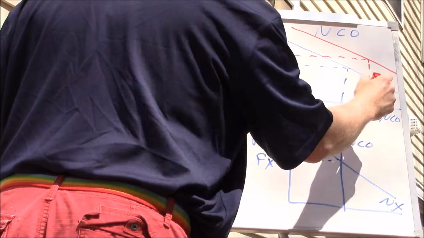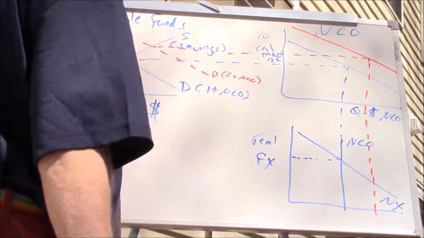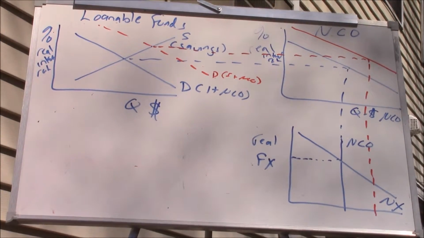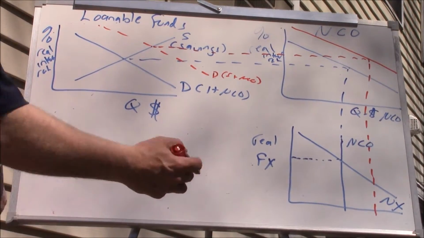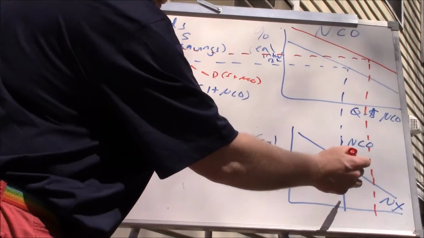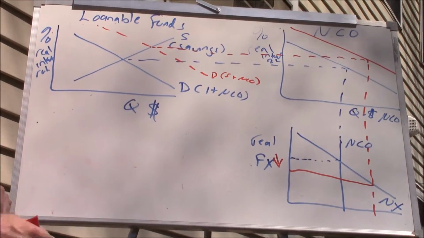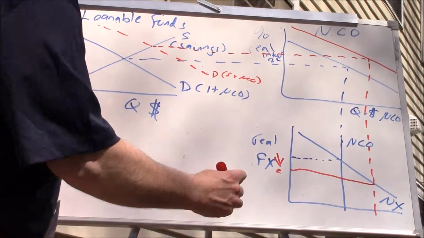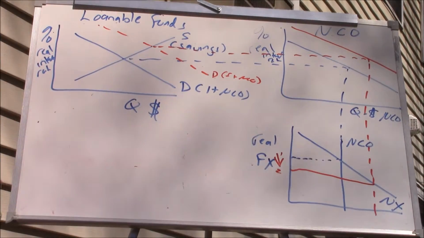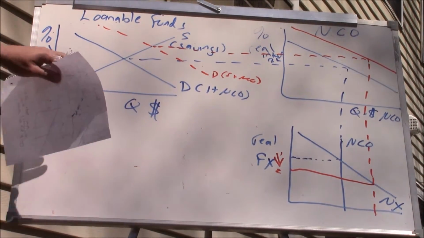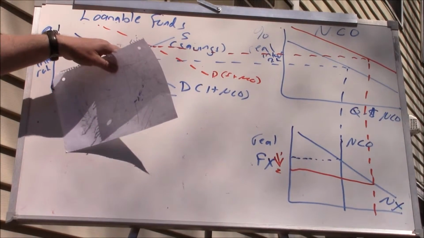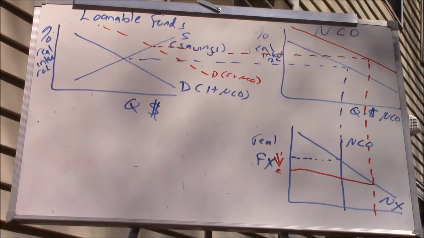And so this, of course, is going to increase net capital outflow for any particular exchange rate. And so for the country that is experiencing capital flight, the exchange rate is going to fall. This is obviously a really bad situation for a country to be in, because they're having to deal with higher interest rates and a lower exchange rate at the same time.